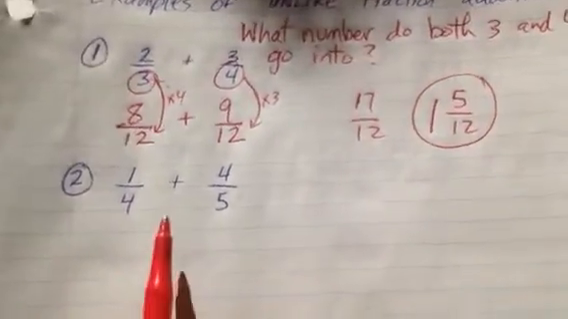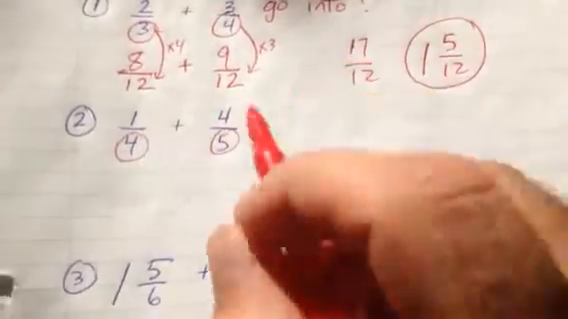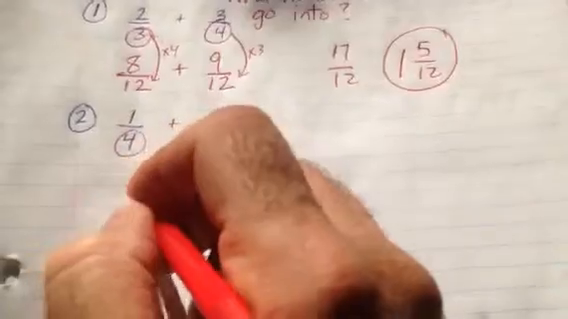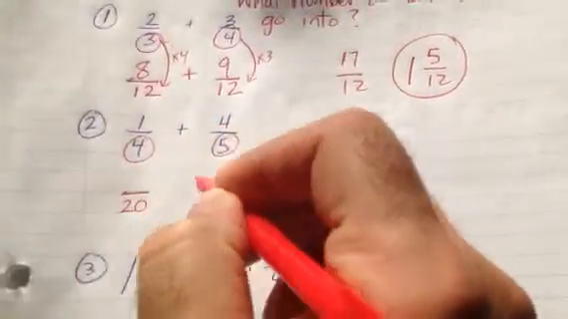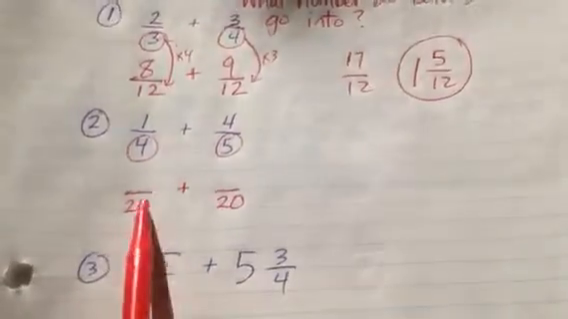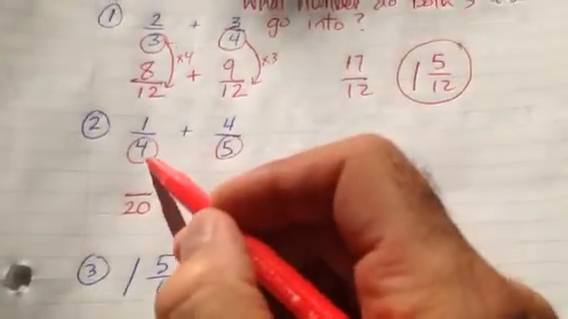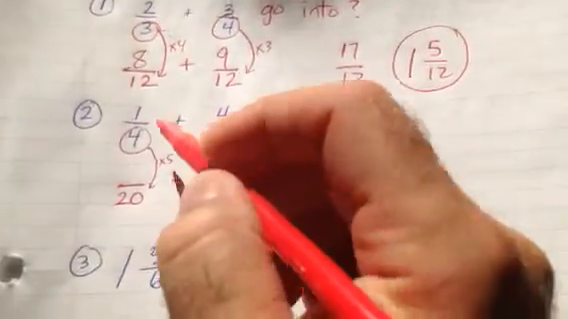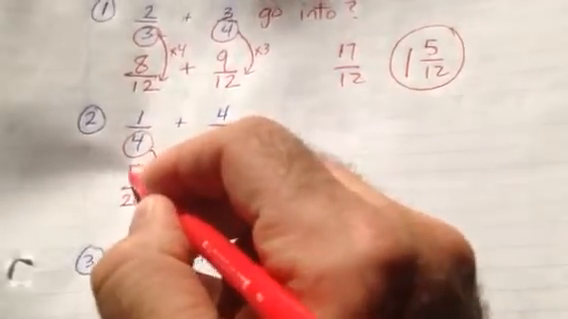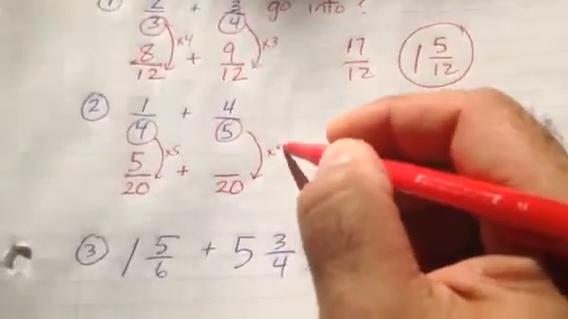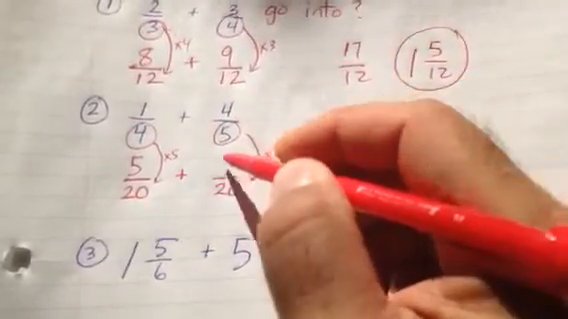All right, this one right here, we have a 4 and a 5. We ask, what number do both 4 and 5 go into? And they both go into 20. So we change them both to 20s on the bottom, and we're going to convert them to 20ths. So 4 goes into 20 5 times, right? So it's 4 times 5. So 1 times 5 is 5. 5 goes into 20 4 times. So 5 times 4 is 20. So 4 times 4 is 16.